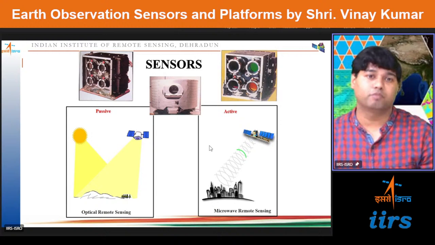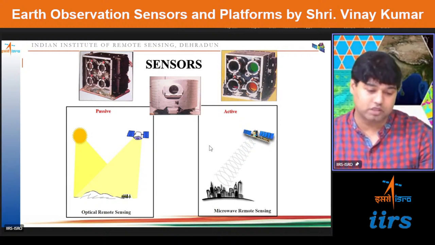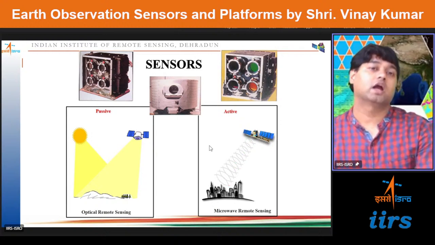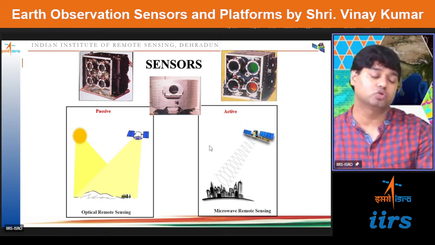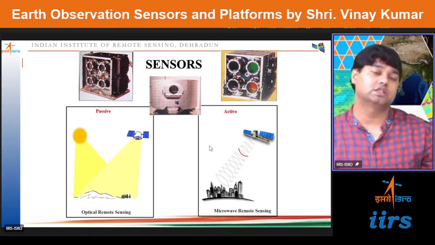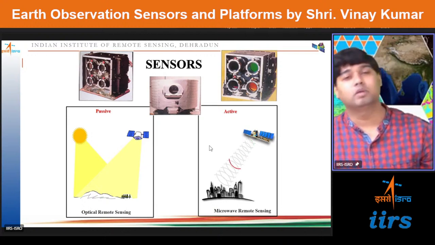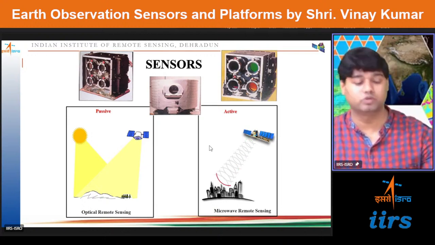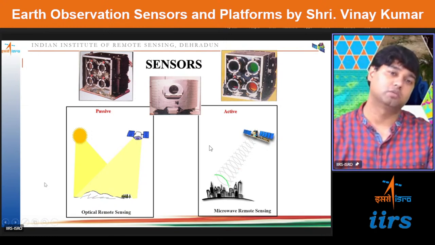But among passive sensors, one like your thermal sensor can work both day and night. Because the sun's energy gets absorbed during the daytime, it is emitted at night time also. So that observation can be done using thermal sensors.